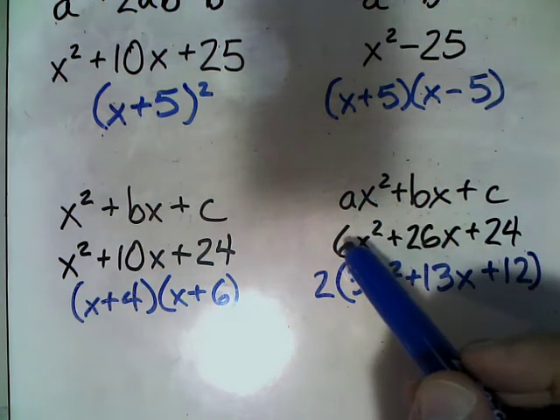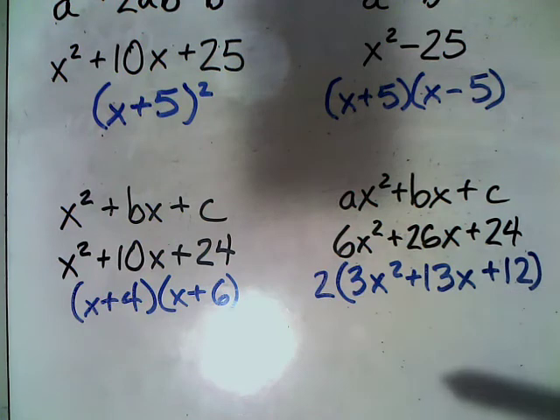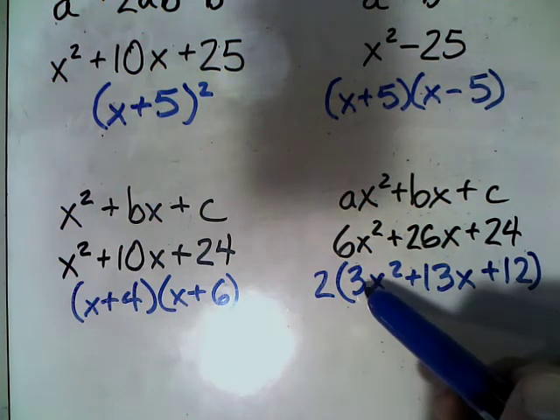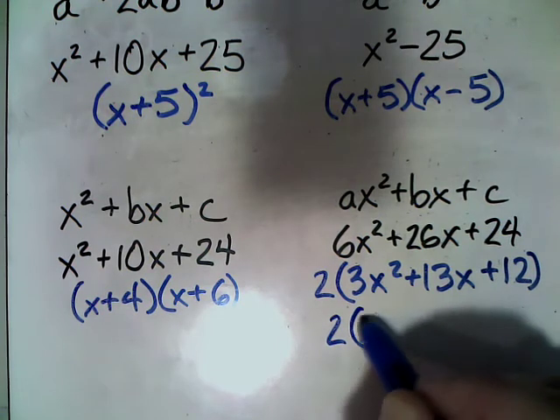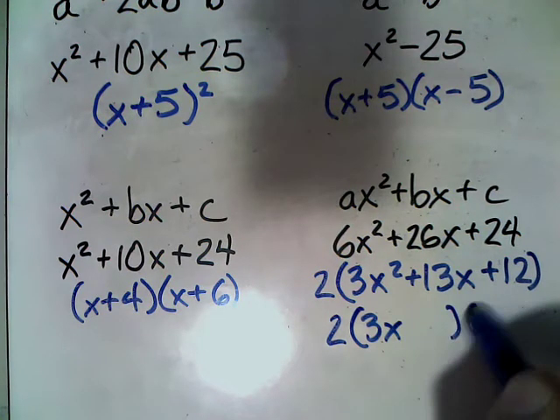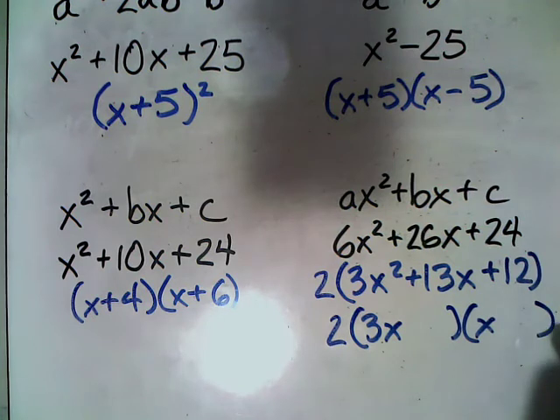Because before 6 could have been 1 times 6, it could have been 2 times 3. But now that I factored out the 2, since 3 is prime, there's really only one option here: we're going to have a 3x and we're going to have a 1x, or just x. And so from here, it's just a matter of thinking through, okay, what times what could be 12? And then can we get this in such a way that if we were to FOIL it, we'd get 13 in the middle there?